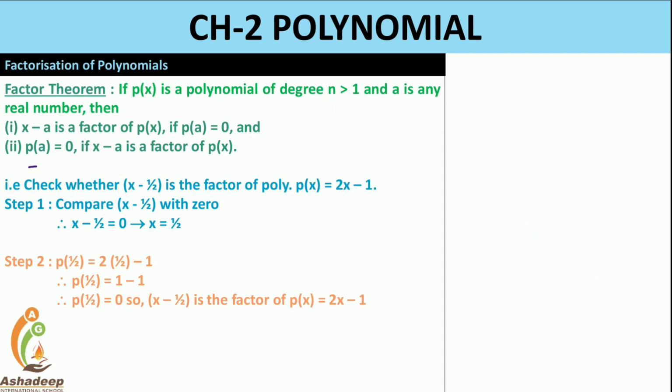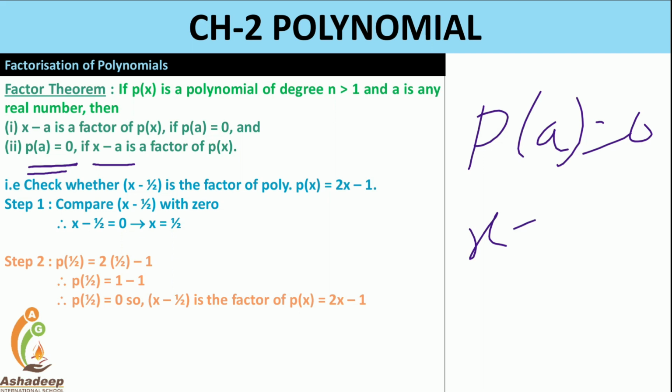Now p(a) equals 0. The second point: p(a) is equal to 0 if x minus a is a factor of p(x). If p(a) equals 0, then x minus a is a factor of the given polynomial.